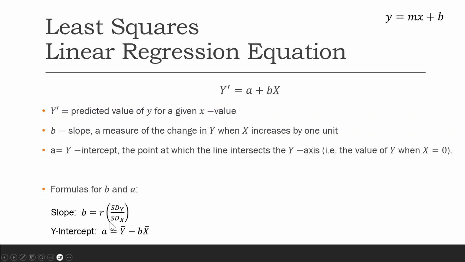Now, we can use these formulas to help us get our slope and our y-intercept. However, we're going to use the computer to do this. And your computer is going to use the least squares criterion, or the least squares method, for determining your line of best fit. But just remember that this is our equation here, and that a is our y-intercept and b is our slope. And this is what they represent.